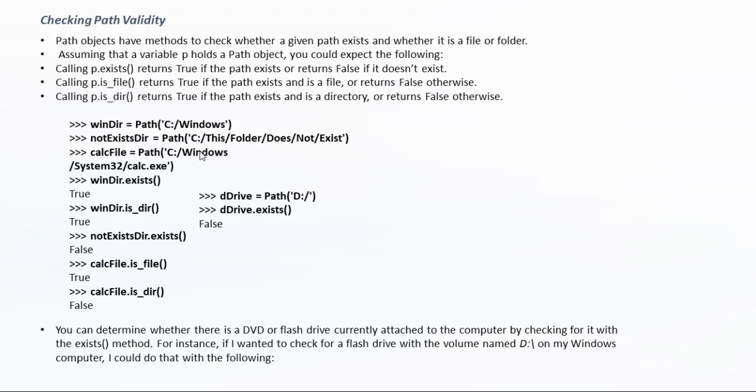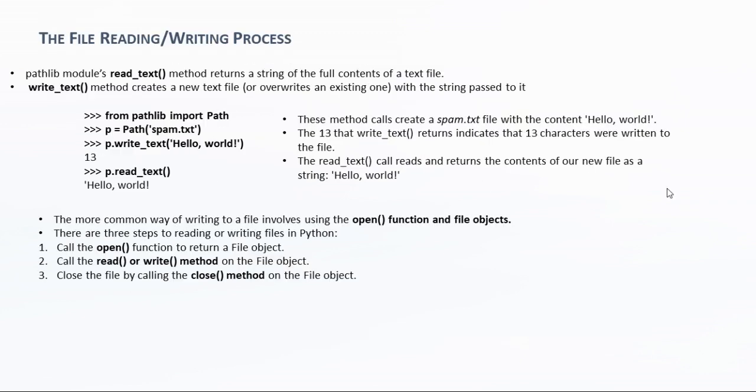Calc file is actually our calculator file. Is it a file? Yes, calc.exe is actually a file and therefore it's returning true. I'm checking for the same thing: is it a directory? No, calc.exe is not a directory. Therefore, it's returning false. That's all, simple, right? So basically, this is used for checking the path validity as well as checking whether it's a file or a directory. Try this. Only when you try does it work.